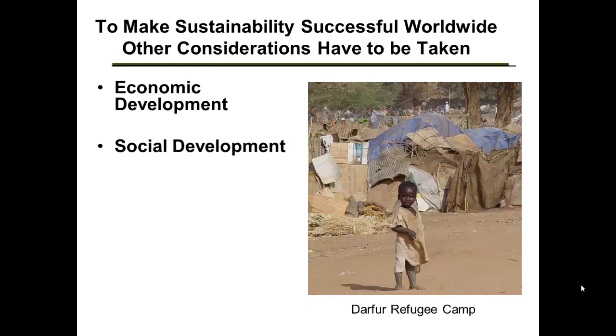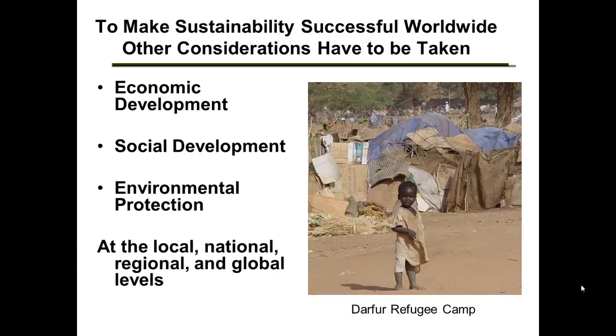Social development is also key. You have to uplift the community. Environmental protection, right? You can't just say, let's make things sustainable without worrying about the environment, because they often go hand in hand. And these things need to be done at local, national, regional, and global levels. In terms of social development, that also includes education for women, children, and human rights. All of these things come into play.